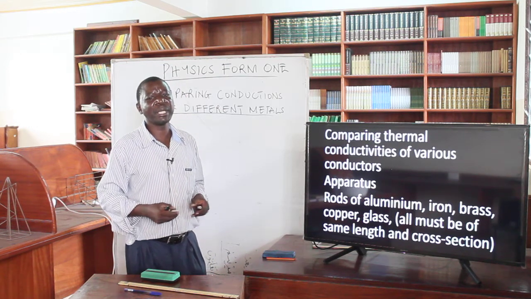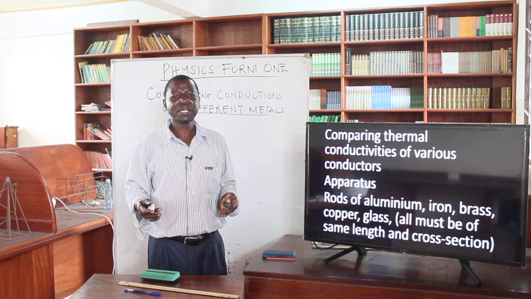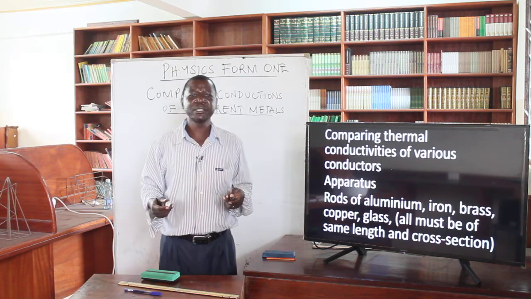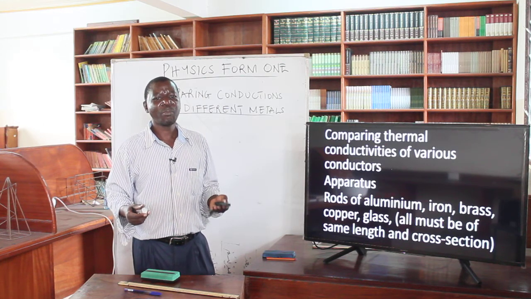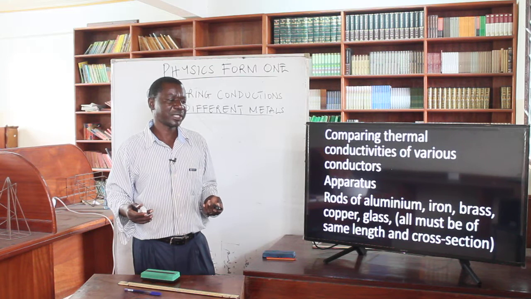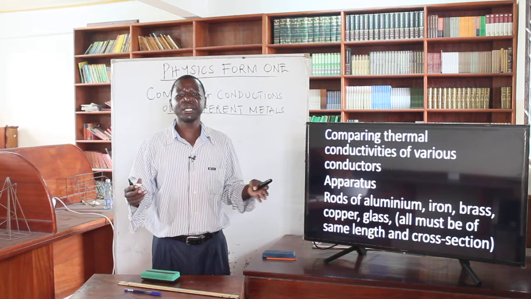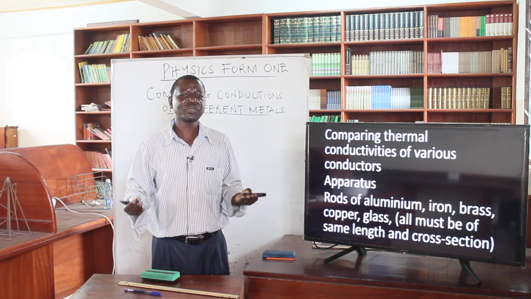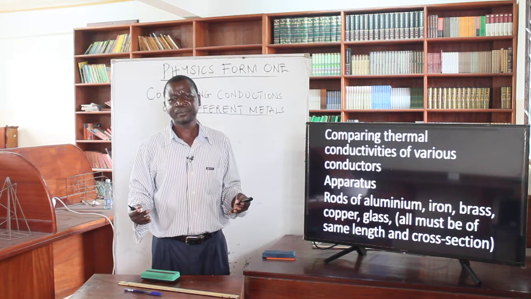This is an experimental activity and it takes longer time, more than the time we have in our online class. But what we need is rods of aluminium, iron, brass, copper, and glass, and all must be the same length and cross section. This is a constant for all of them, so that there will be no variation in some factors.